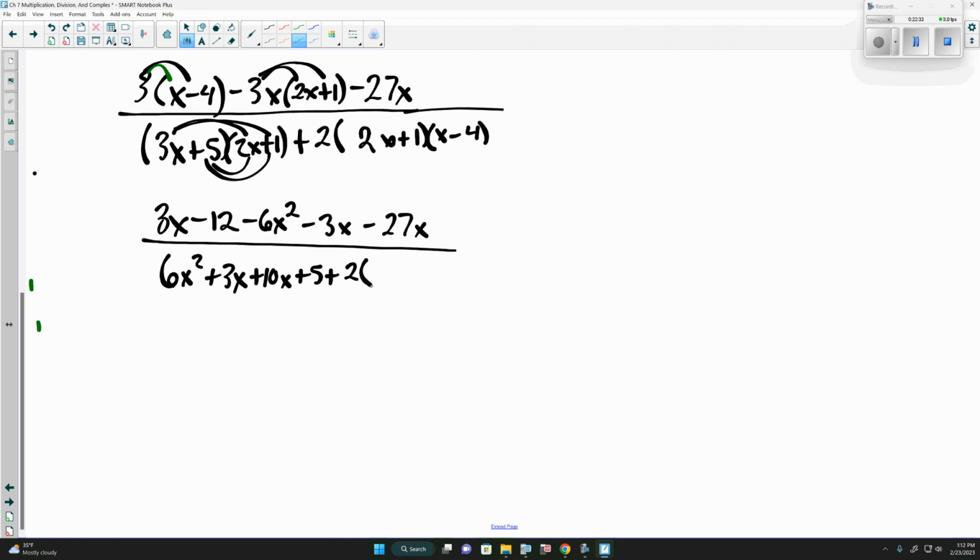Now we don't need parentheses around these because there's not a number out front of these two here. So we can just drop the parentheses. But these two here do have that 2 out front, so we can put the 2, multiply, combine like terms, and then add it in. 2x times x is 2x squared. 2x times negative 4 is negative 8x. 1 times x is plus x, and 1 times negative 4 is negative 4.